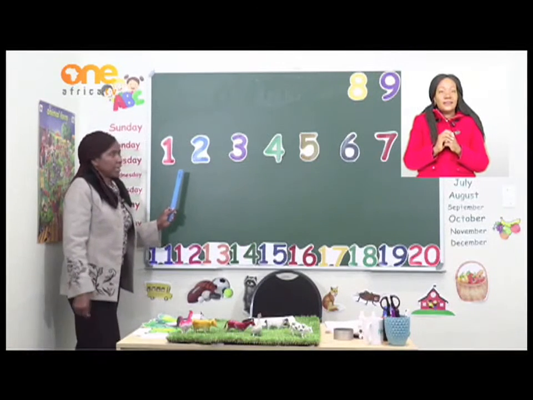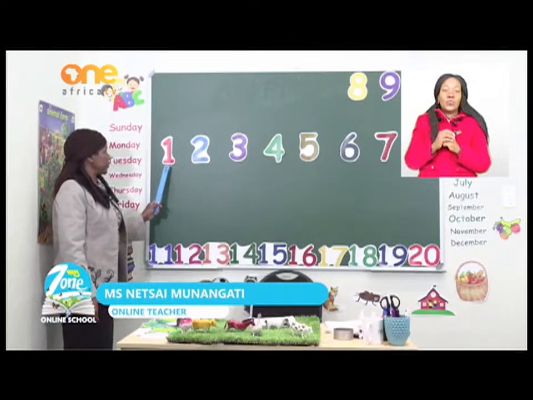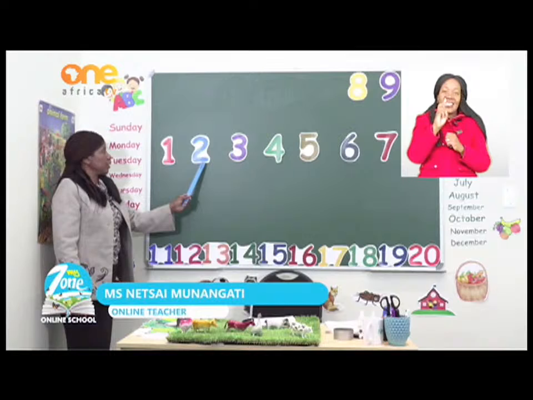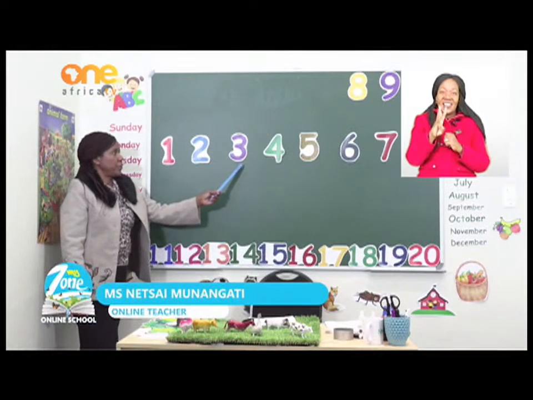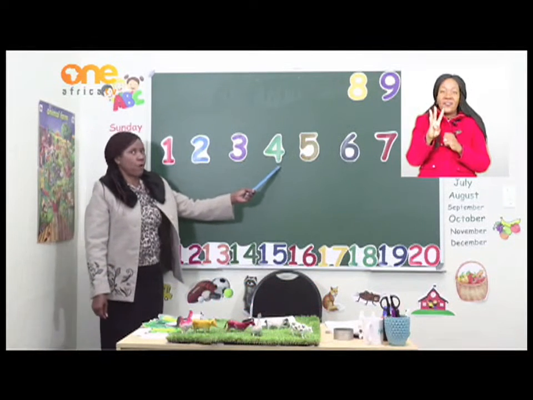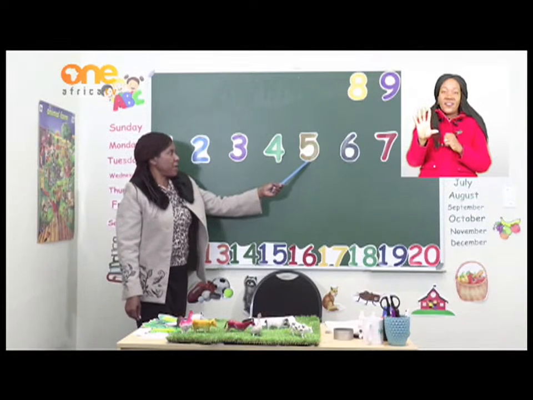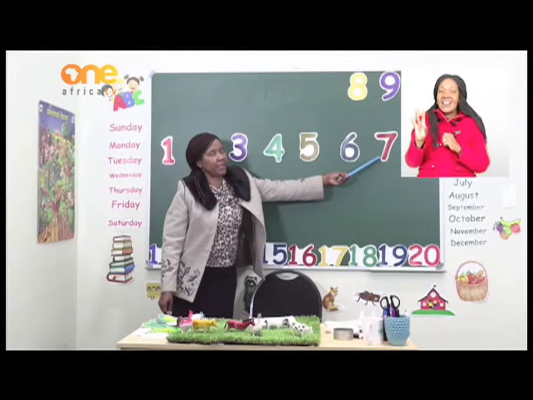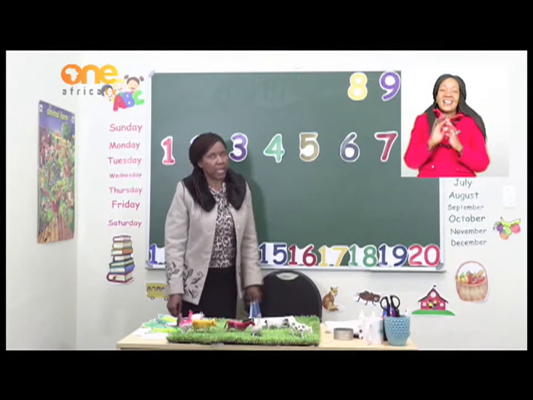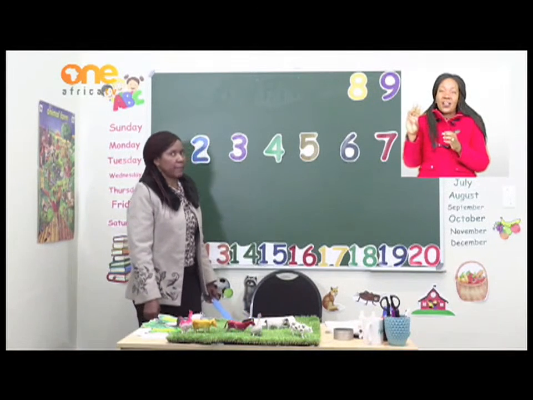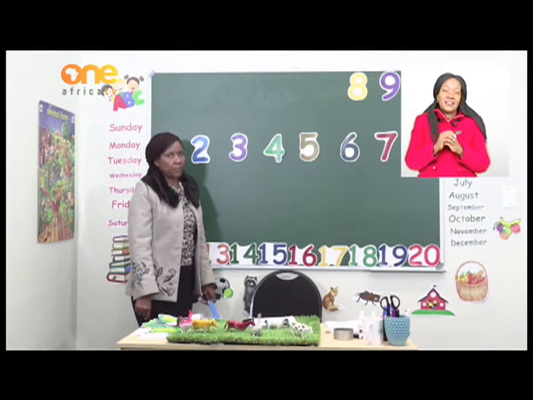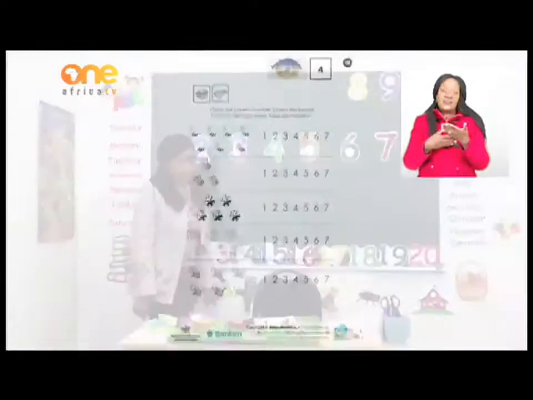Let's count the numbers as I point to the numbers. 1, 2, 3, 4, 5, 6, 7. That's how we count up to number 7. Let's get back to our booklet once more.